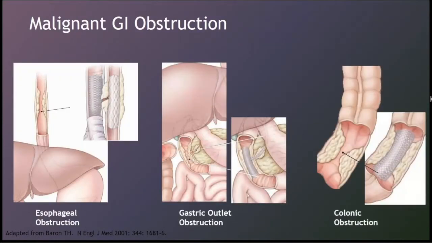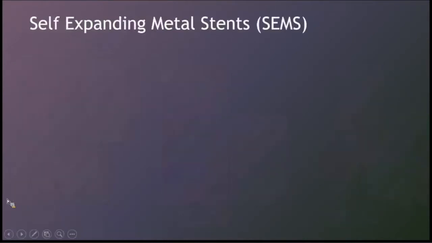So probably the oldest topic on the list is malignant GI tract obstruction. This is actually a New England Journal article from 2001, and the basics of it haven't really changed all that much. The idea is patients who've got luminal obstruction of the esophagus, of the duodenum, and of the colon, all of these can be readily treated by endoluminal stent placement. It was one of my first loves in the GI endoscopy world, and it's still some of my most favorite procedures to do.